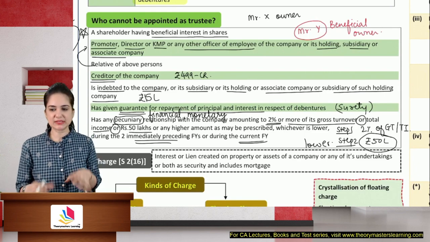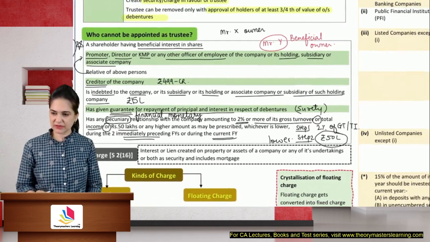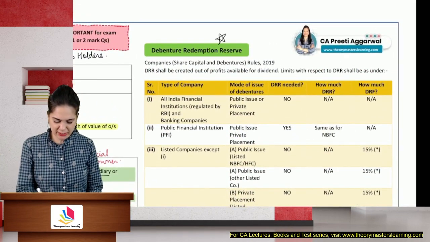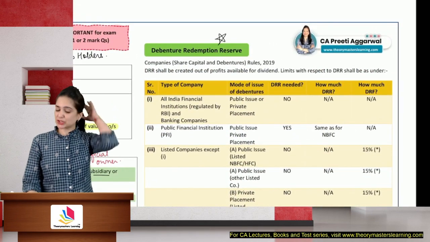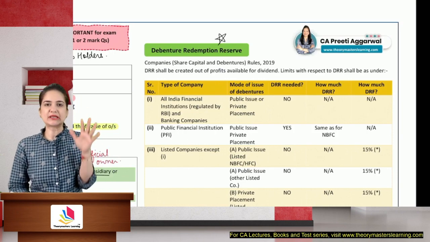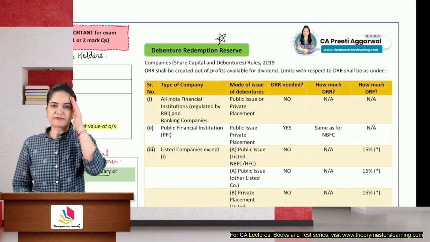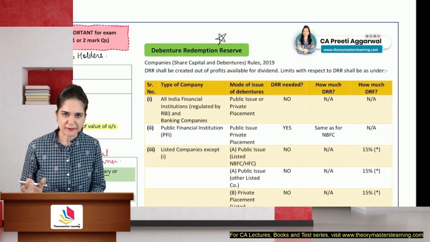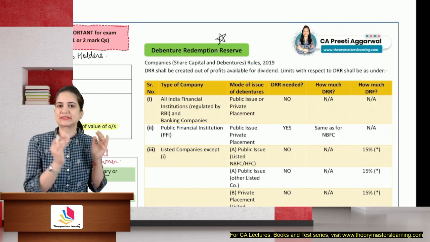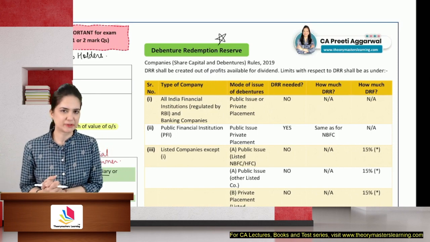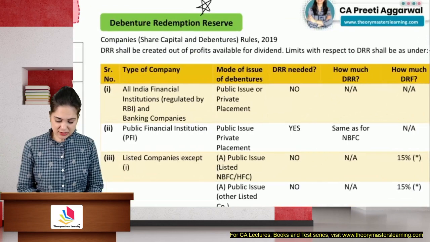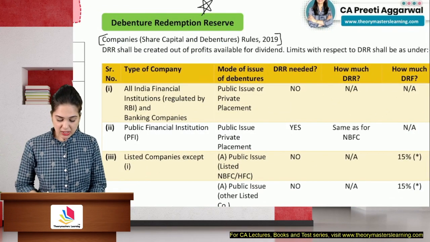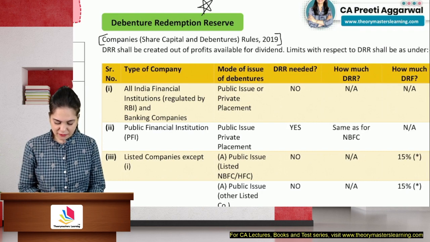Please memorize this. Then we have, after that, the creation of debenture redemption reserve. Now, debenture redemption reserve is a reserve which is created for repayment, for redemption of debentures. See, when you have to redeem debentures, you need actual money. So law says that you keep aside some money so that you can use it for redemption of debentures. Companies Share Capital and Debenture Rules 2019. You need to remember the name of this rule. It says that DRR can be created out of profits available for dividends.